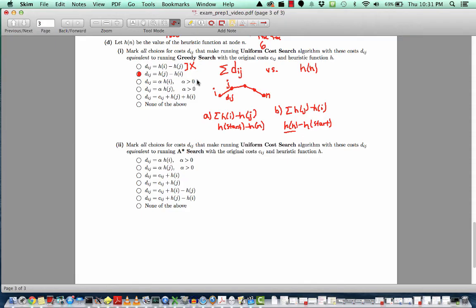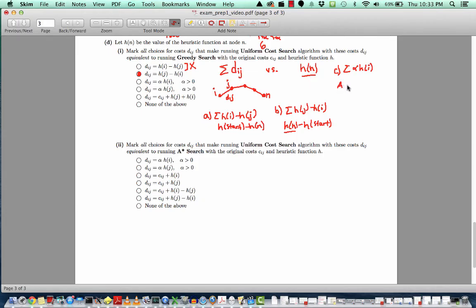So now let's consider this third case, case C. In this case, the sum of dij is going to be the sum of alpha times h of i. So in this case, uniform cost search is going to be summing up all of the heuristics up to node n and multiplying it by alpha. We can clearly see that this is not going to always give the same answer as h of n. We can also show a quick counterexample for this.